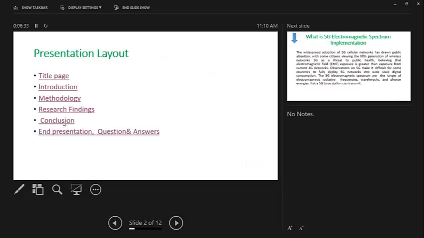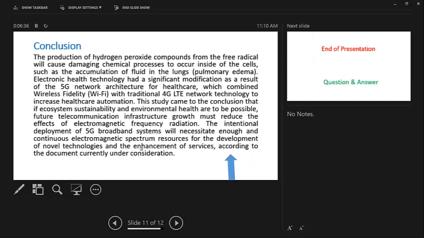Then going to conclusion, the production of hydrogen peroxide compound from the free radicals will cause damaging chemical processes to occur inside of the cells, such as the accumulation of fluid in the lungs called pulmonary edema. Electronic health technology has a significant modification as a result of 5G network architectures for healthcare, which combine wireless fidelity with traditional 4G LTE network technology to increase the healthcare automation.